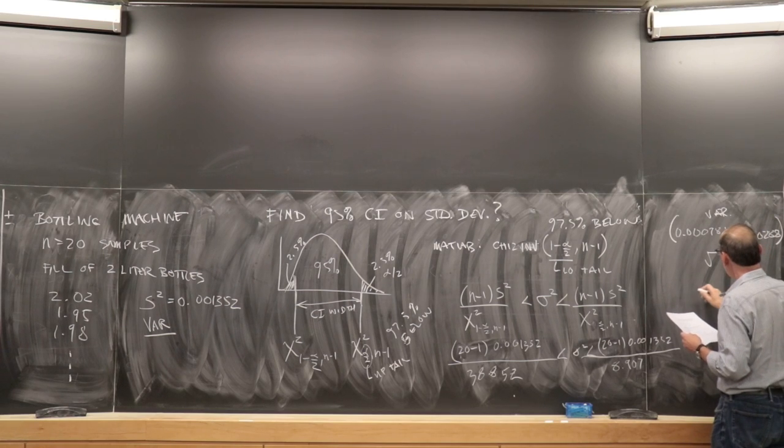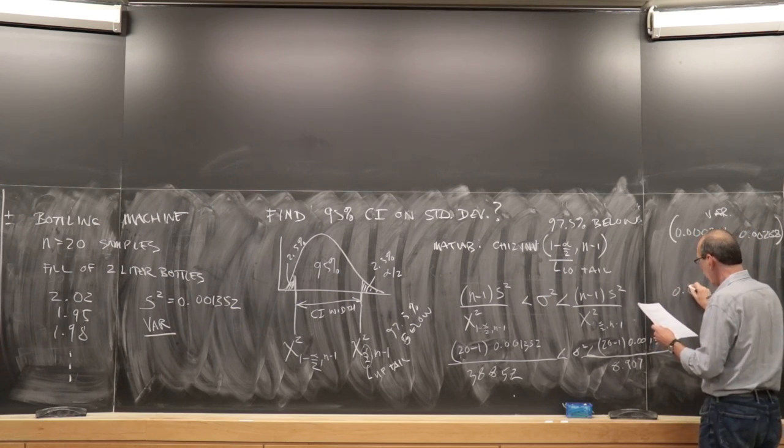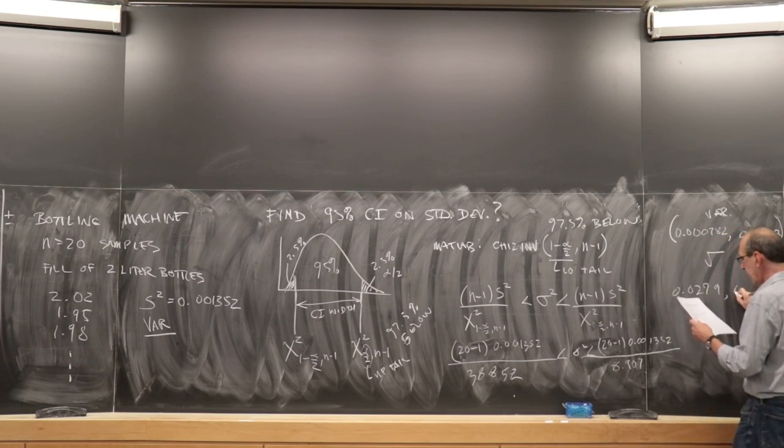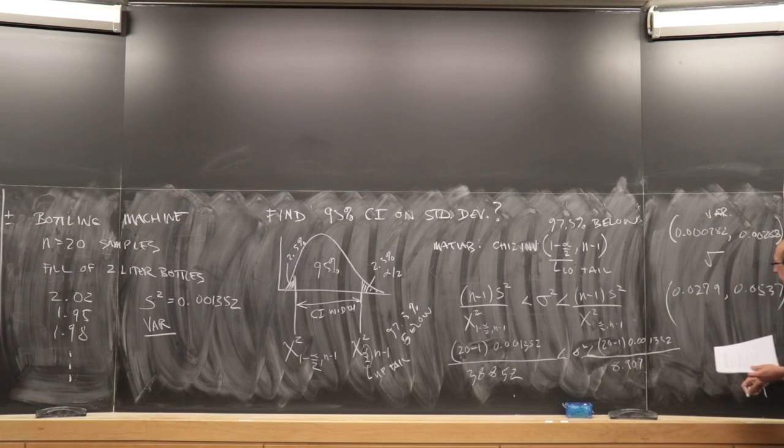So we take the square root and we get 0.0279 and 0.0537. Okay. So in a 2-liter bottle, the standard deviation is somewhere between 27 milliliters and 53 milliliters. Yeah. So the lower bound in this case is the left value, just to make sure.